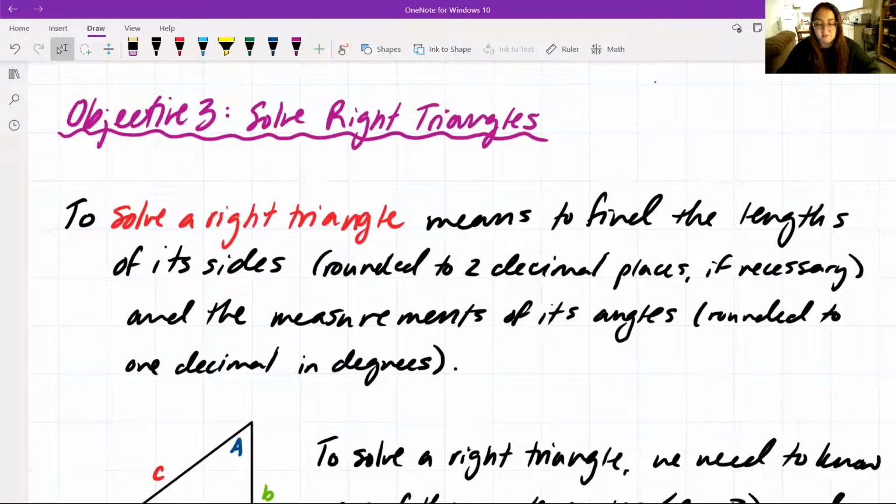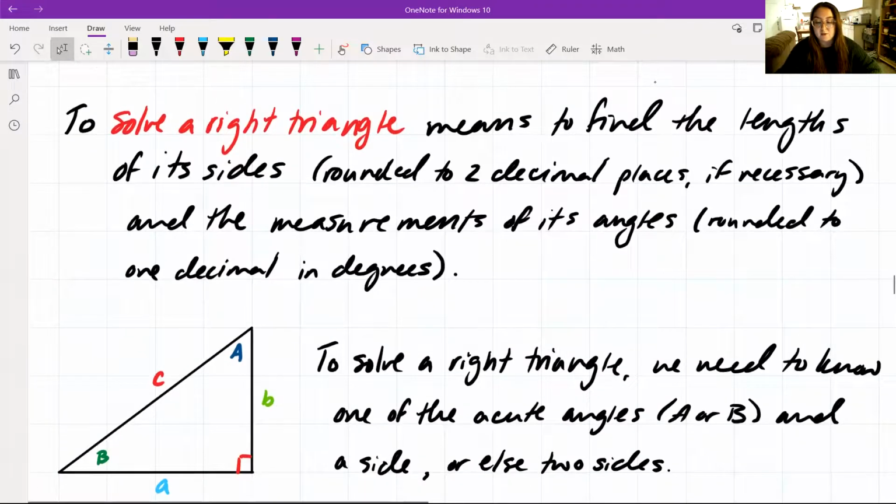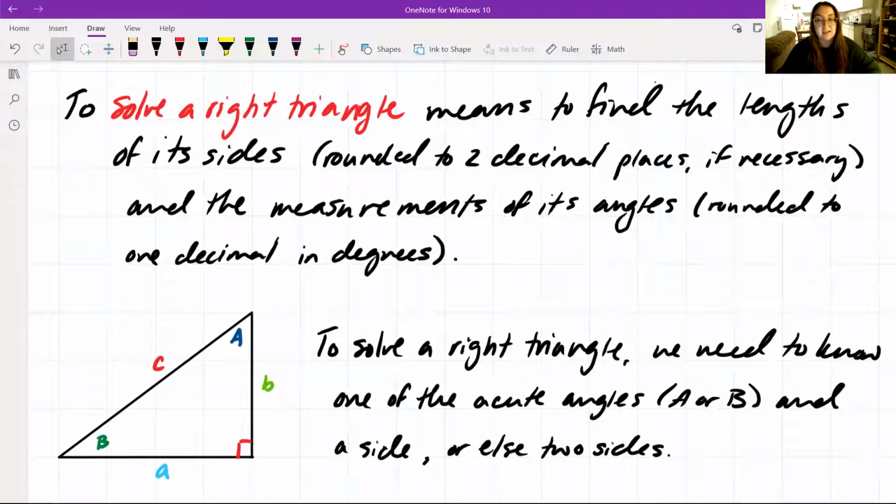All right, objective 3, we want to solve our right triangles. To solve a right triangle means to find the lengths of its sides, which are going to be rounded to 2 decimal places if necessary, and the measurements of its angles rounded to 1 decimal in degrees. We're mostly going to be working in degrees, but occasionally you may see radians. So if we do have degrees, remember we want to round that to 1 decimal.